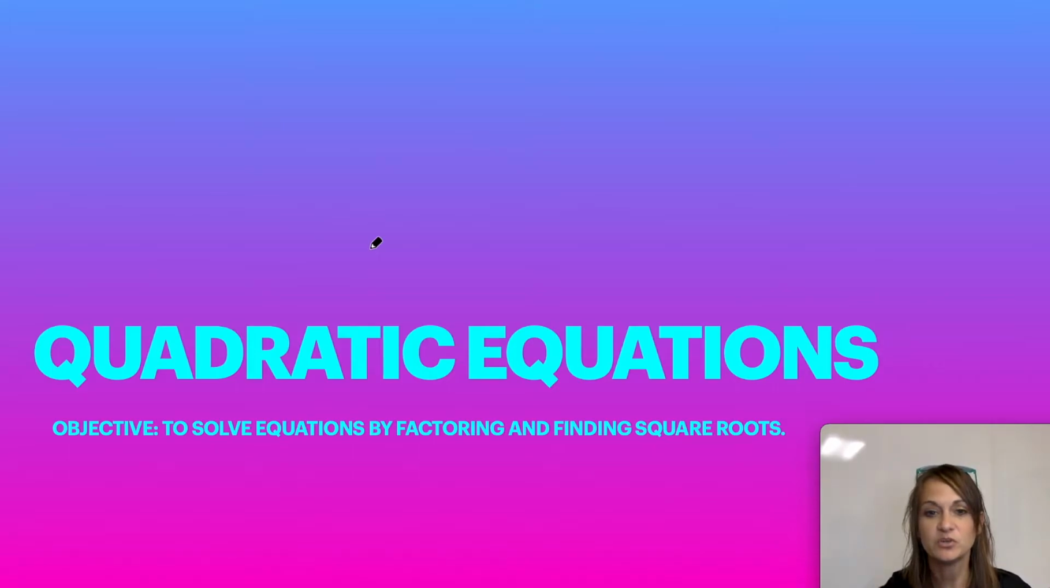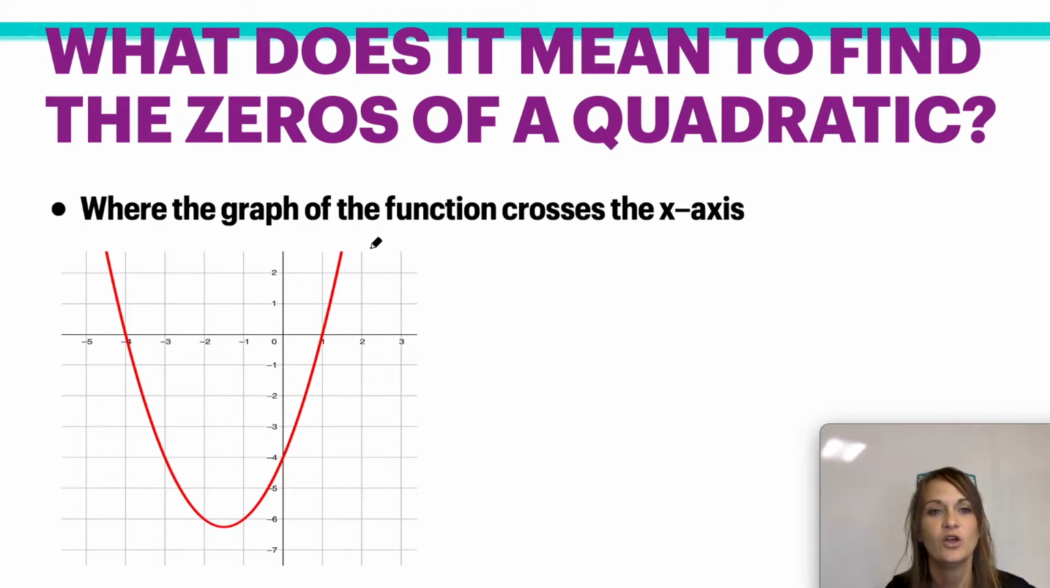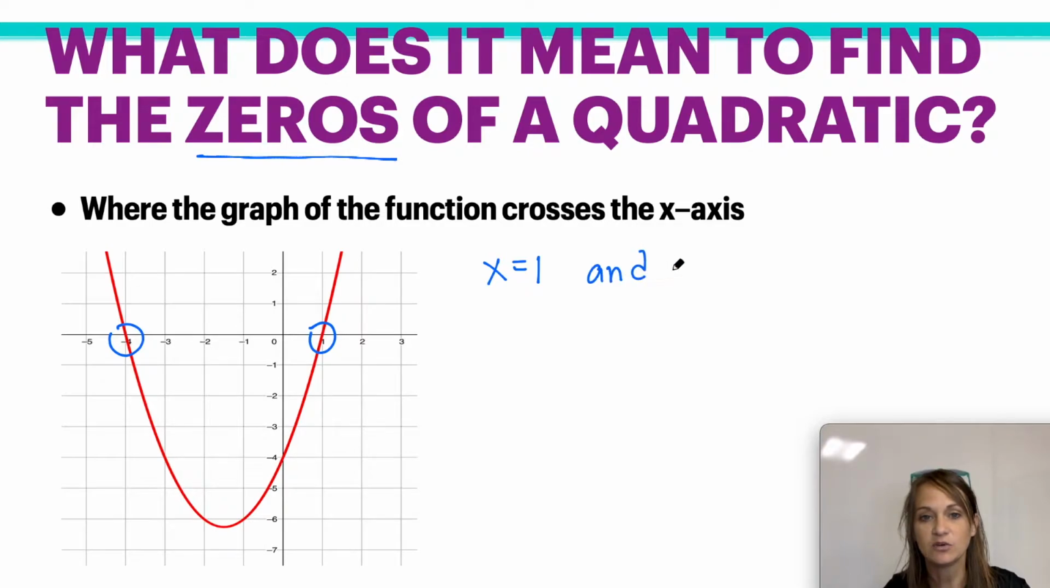In this video, I'll be showing you how to solve equations by factoring and finding the square roots. So what does it mean to find the zeros of a quadratic? If you were to graph a quadratic, as we have done in past videos, to find the zeros, you are looking for where it crosses the x-axis. For example, in this quadratic, it crosses the x-axis at 1 and at -4. So those would be considered the zeros of the quadratic function.